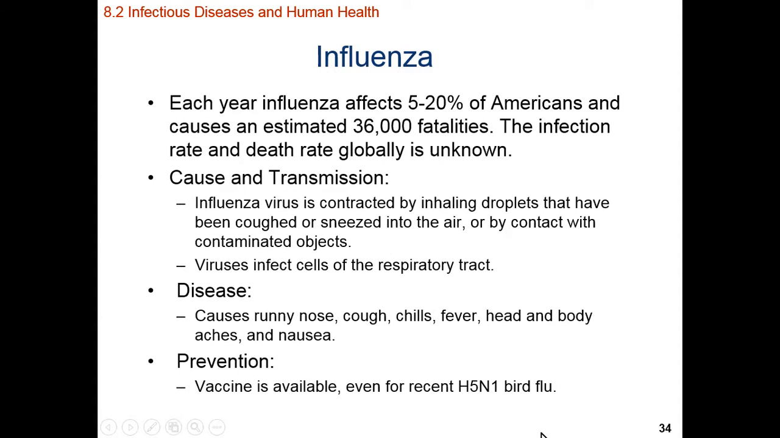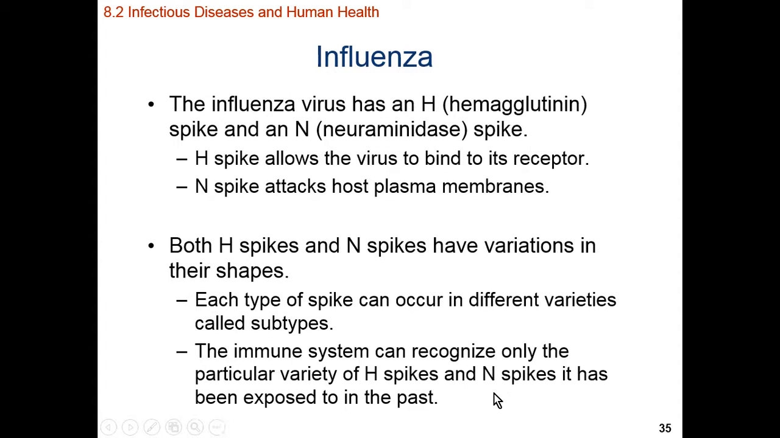There are going to be small variations in the H spikes and the N spikes, hence the different numbers for the nomenclature system. So, like over here, we have H5N1. So this is the fifth structure for the H spike, and this particular strain had the first structure identified for the N spike, so we call it H5N1. Each of these different spikes is going to have different varieties or subtypes that have a specific number associated with them. Our immune system can only recognize a particular variety of H spikes and N spikes that it's been exposed to in the past.